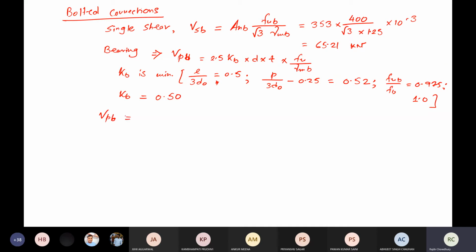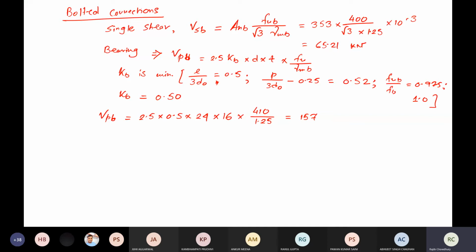PB is becoming 2.5 multiplied by 0.5 multiplied by 24, this is called d, times 16 times 410 divided by 1.25, which is gamma MB for bearing.